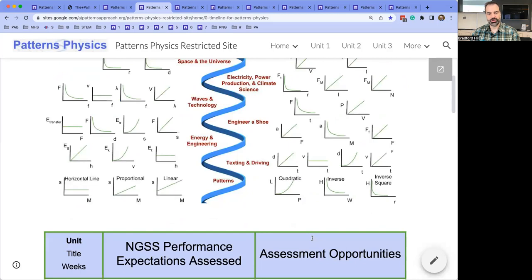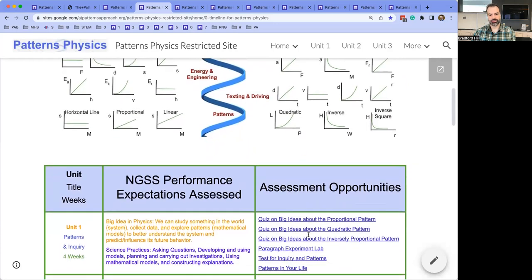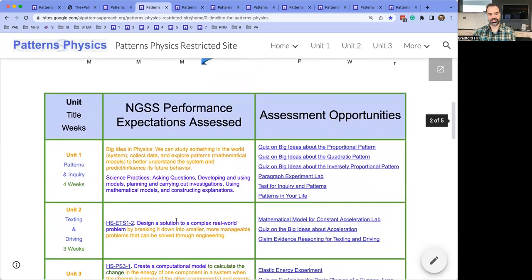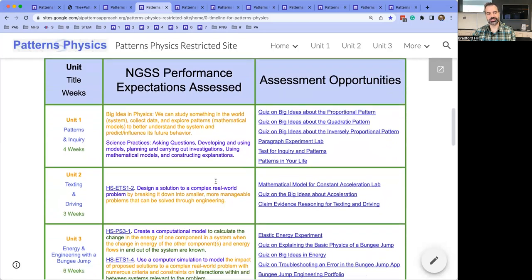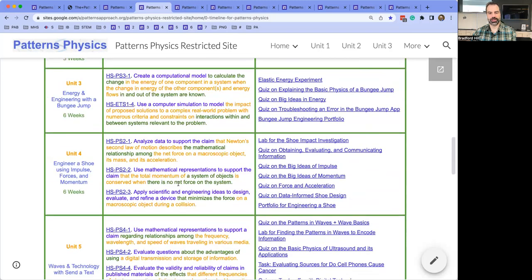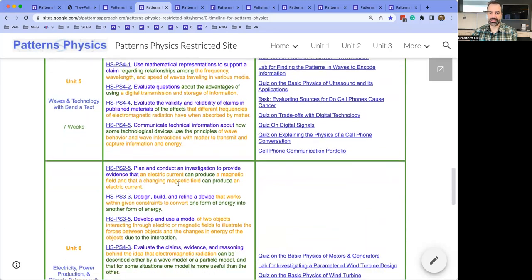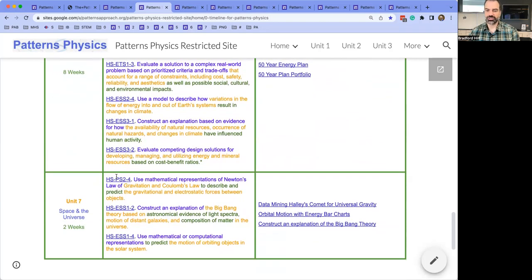All right, and then, where do the NGSS performance expectations fit in? So if you just scroll down, you can see about how long each unit takes. Unit 1, I'm going to wait to give a brief overview of each unit as we dive a little deeper, but you can just see Unit 1 is about 4 weeks. Here's all the formative and summative assessment opportunities that you have. Unit 2, texting and driving, and onward. I'll let you actually take a look at this and keep this video shorter. So there is all of the performance expectations over the year.